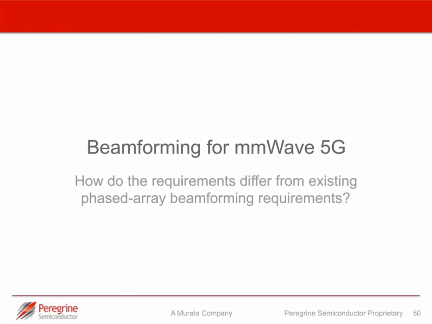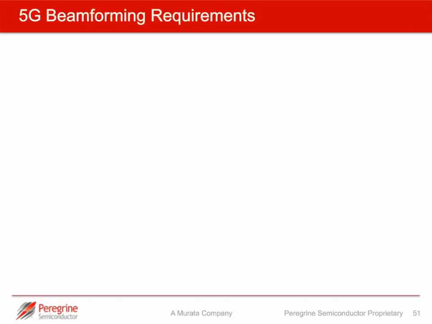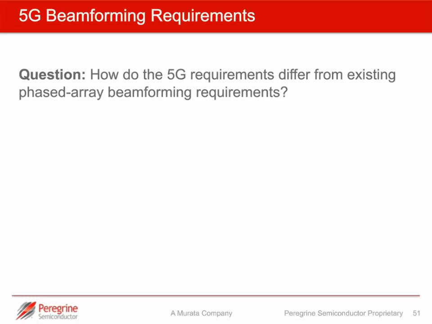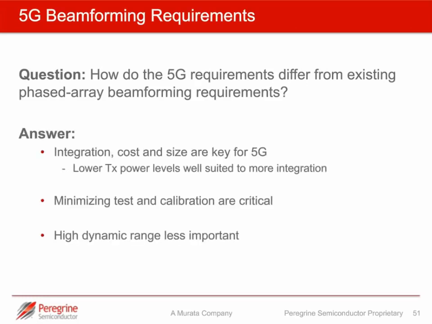So we talked about phased array radar. How do the requirements differ for 5G millimeter wave type communication systems from phased array? And the answer to this question is integration, cost, size are key for 5G. As we showed on the previous slide, we're talking about putting access points at a very regular spacing, 100 meters apart, 50 meters apart, and so we need to make them low cost. They're much lower transmit power, so it's well suited to integration, which also assists us with cost and size. Minimizing test and calibration are critical to managing the cost of the devices, and high dynamic range is less important because we're talking about a relatively short range link.